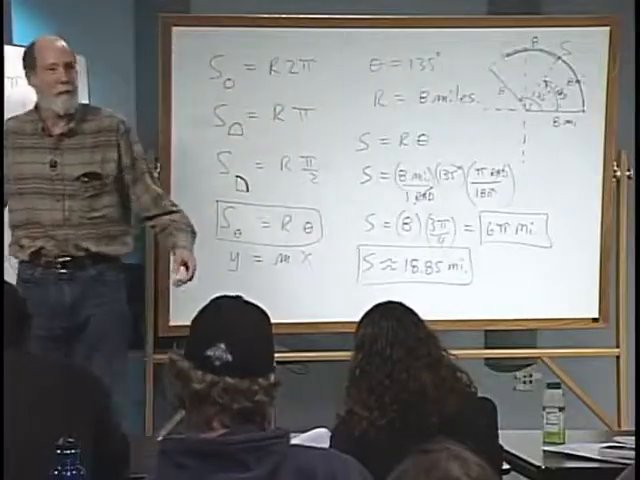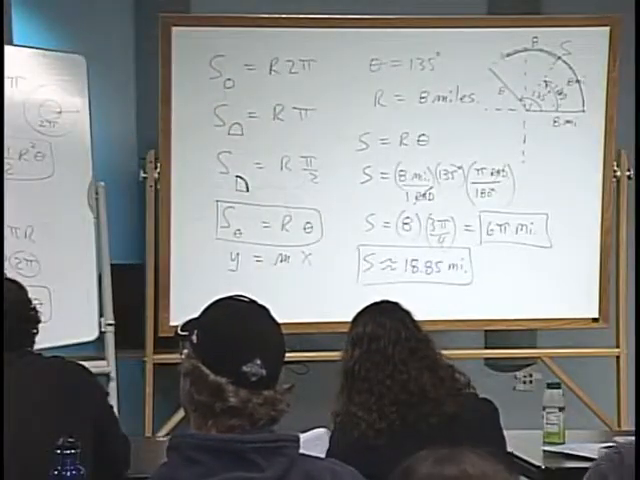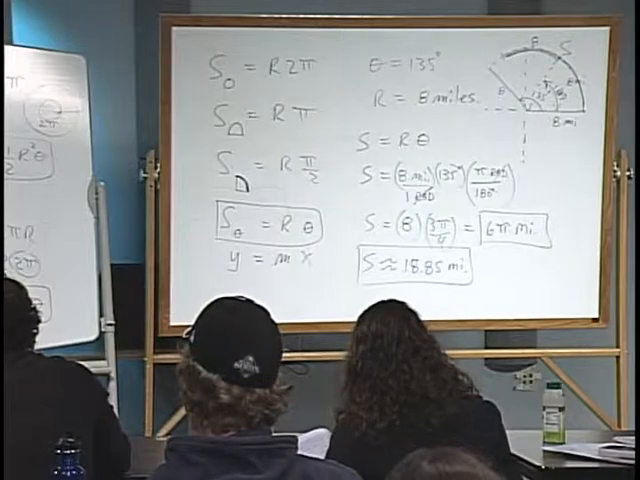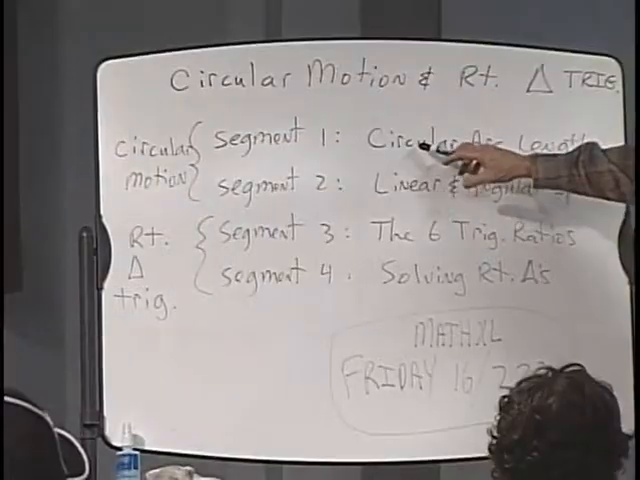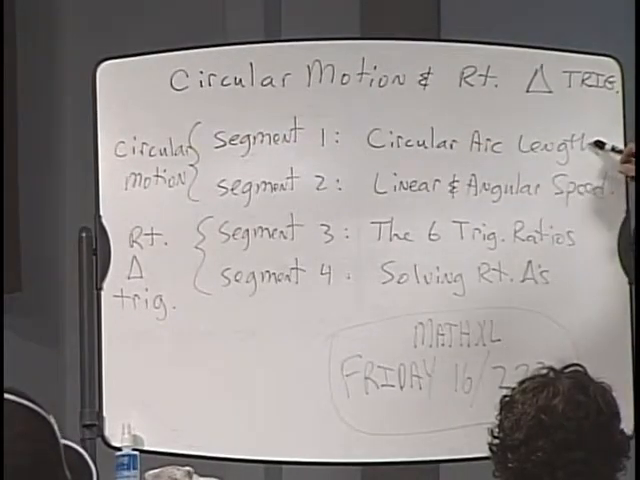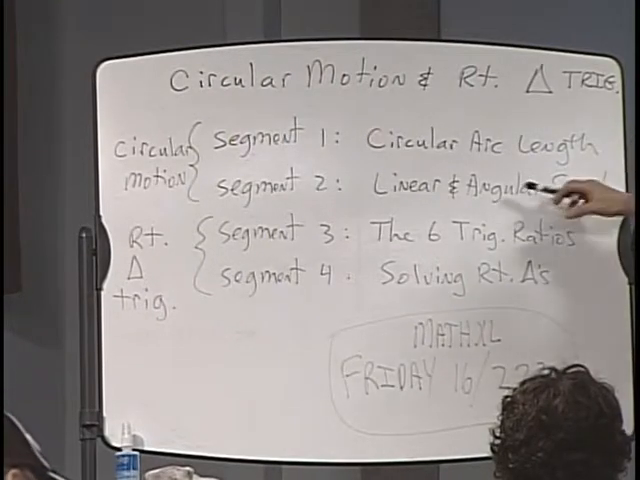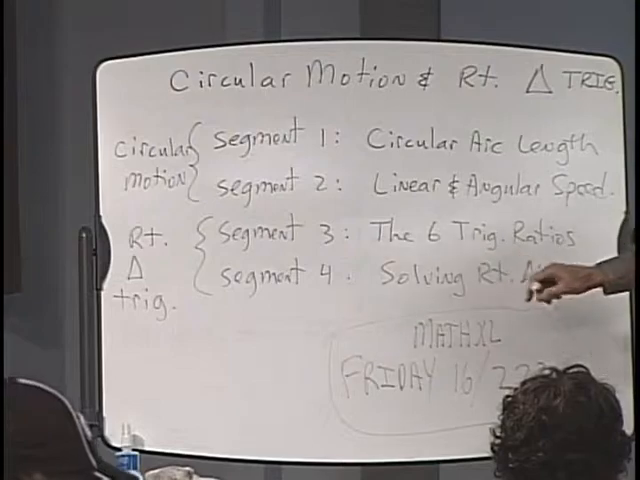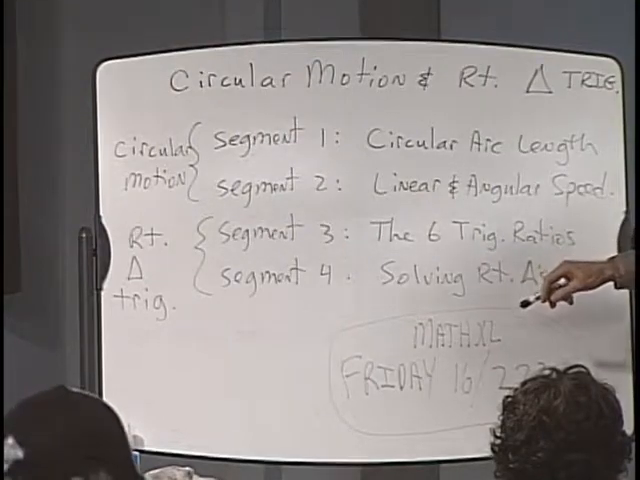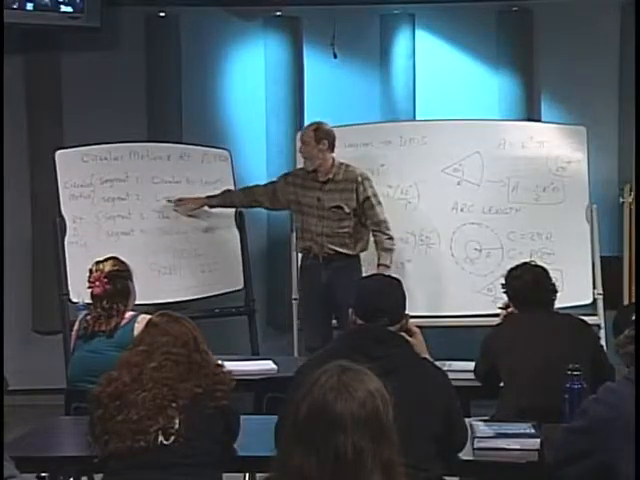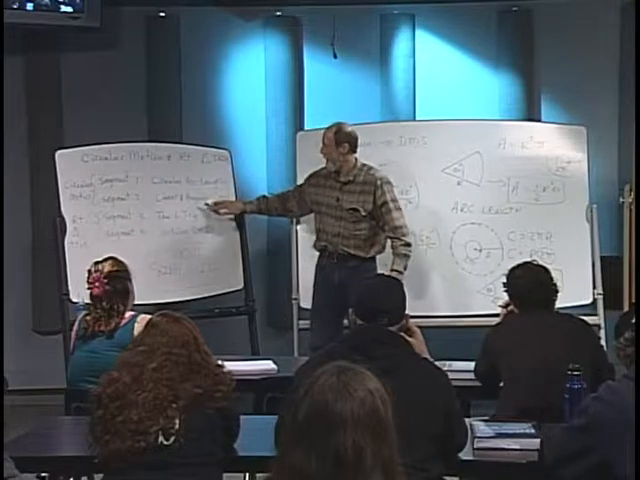Now let's come back over here to what we're covering today. What we just covered with an example is circular arc length, segment 1. So we pretty much finished that discussion. I now want to go ahead and end this segment. You folks ready back there? We'll end this segment and then start talking in the next segment about linear and angular speed.